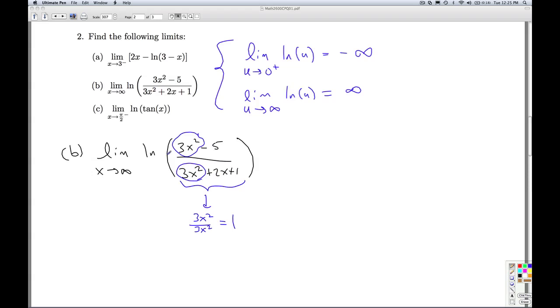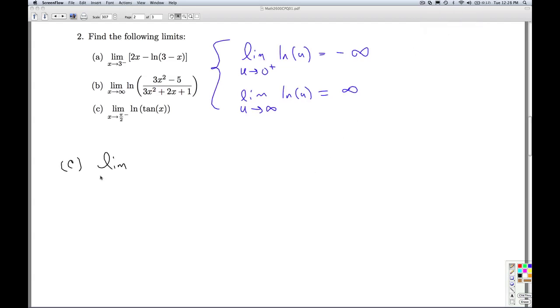Since the natural log is continuous, I know then that the limit as x goes to infinity of this is going to be the natural log of 1. And we know from algebra the natural log of 1 is 0. So that'll do it for part B.